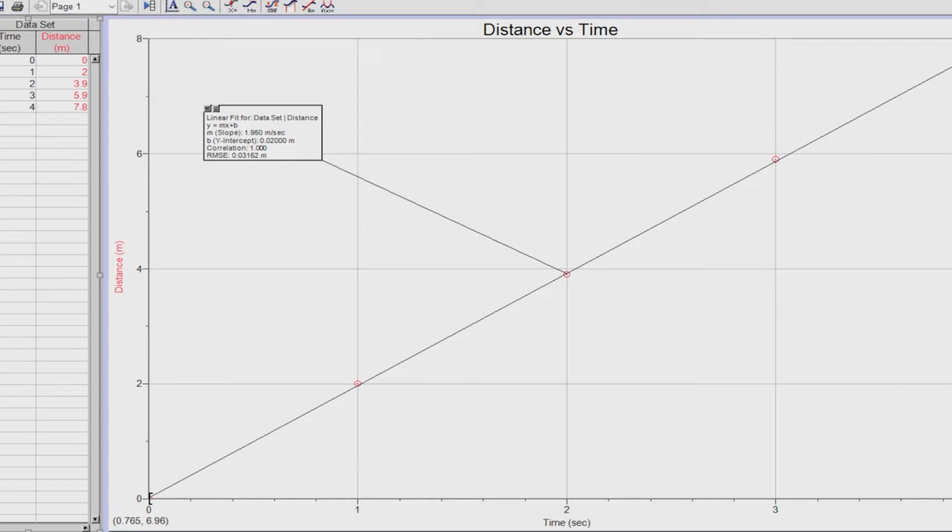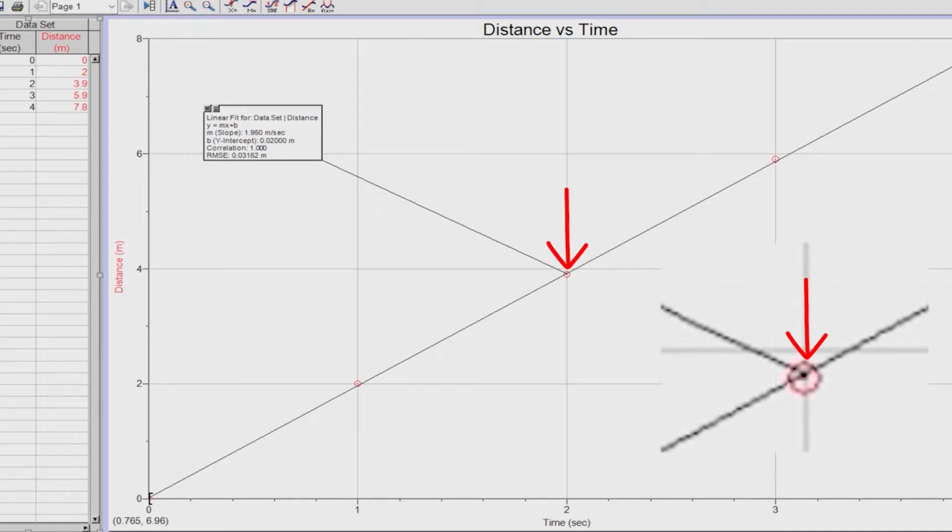And of course, because these are real data, well, I mean, we're assuming they're real data, the points don't all fit on the line. By the way, you see those little red circles with the dots on them. The dots, of course, are the data points, and the circles kind of indicate where the data are.